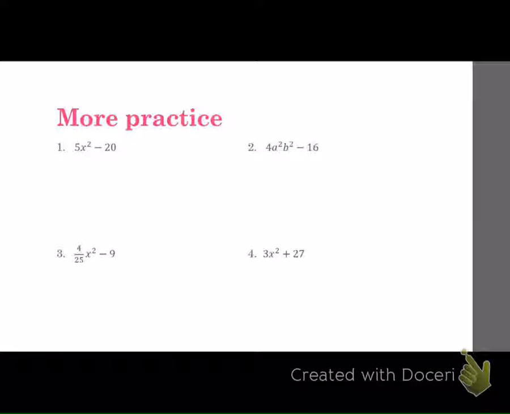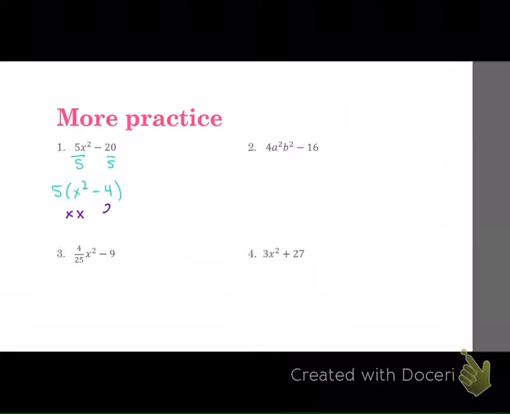We are struggling, some of us. Some of them are fine, some of them are a little bit harder. What goes into 5x squared minus 20? Is x squared minus 4 a difference of perfect squares? Yes, they both multiply and you can use one of each sign. So we have 5 times x plus 2, x minus 2.